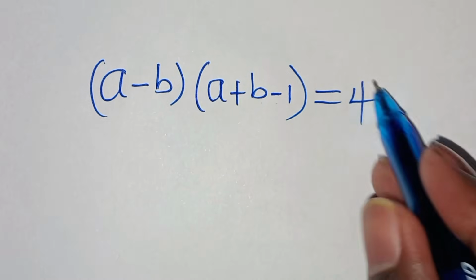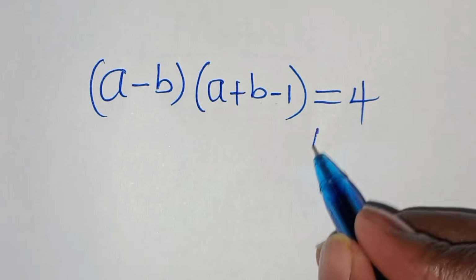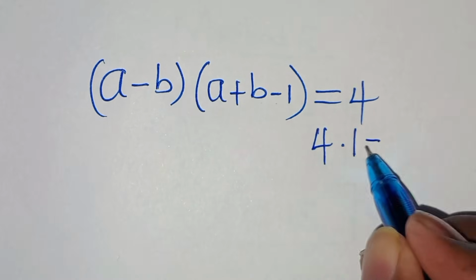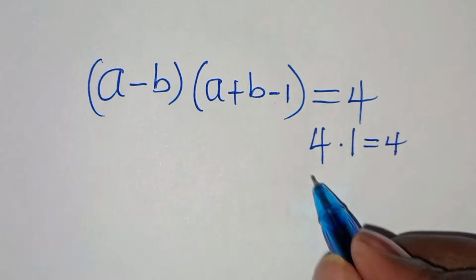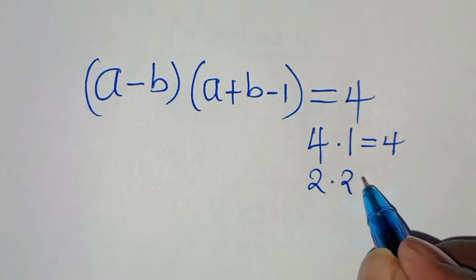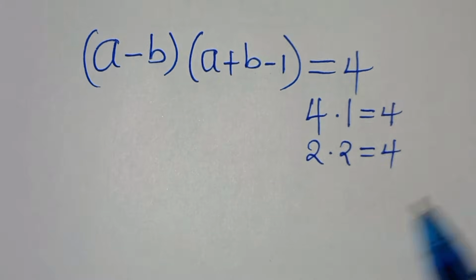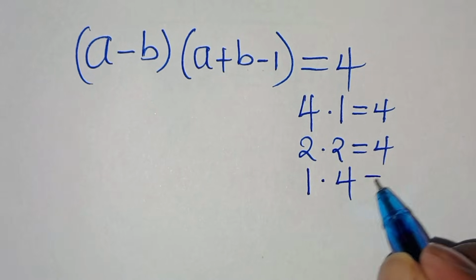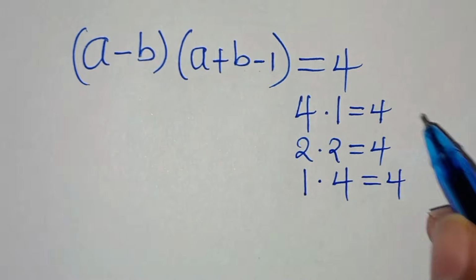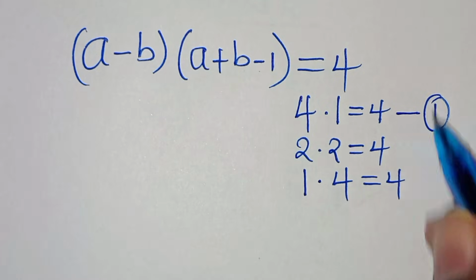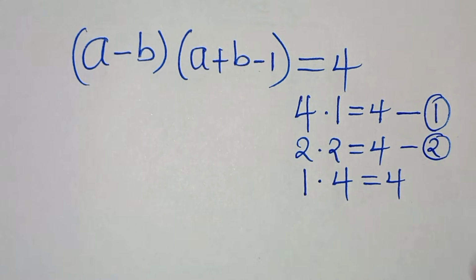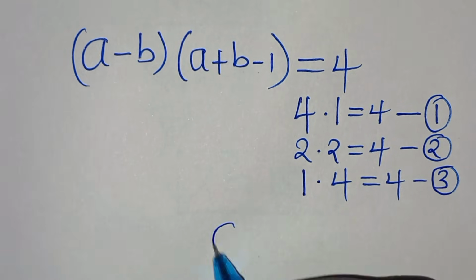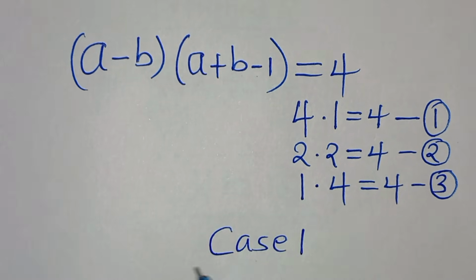So now we can get the factors of 4. We have 4 times 1, this is equal to 4. We have 2 times 2, this is supposed to give us a value of 4. And we have 1 times 4, this is supposed to give us a value of 4. So we have got case 1 here, this is case 2, and this is case 3. So let's start with case 1.